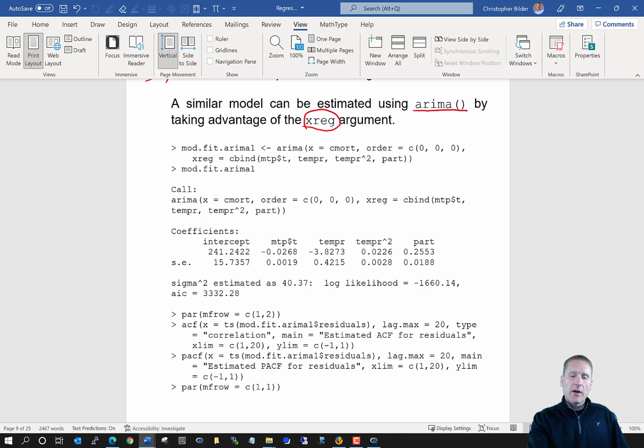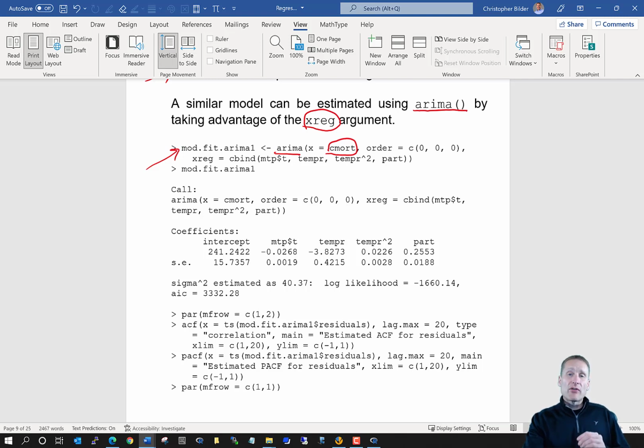So to estimate the model, I'm going to put my results into mod.fit.arima1. I'm going to use the ARIMA function. Here's my response variable, cmort. Now, and let me back up a second here.